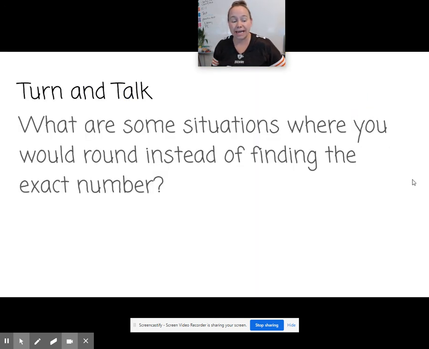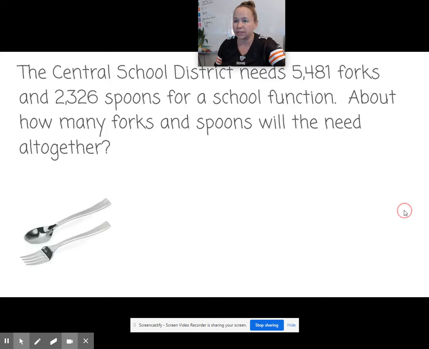Okay, we talked about this last week. What are some situations where you would round instead of finding an exact number? Can you think of any? Most of my situations have to do with money that I can think of. Like I said last week, when I'm at the grocery store and I'm saying, well, these carrots are $2.79. That's about $3. I'm rounding. When you don't need an exact number. Right. So rounding is a quick way to find an answer or to get close to the actual answer.